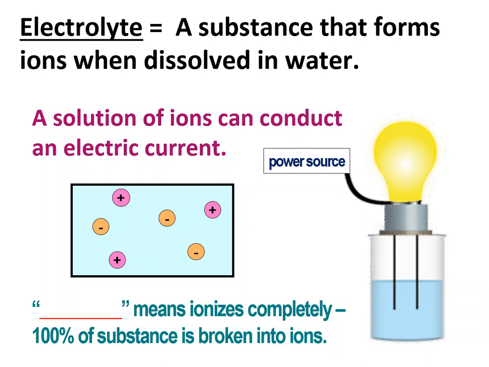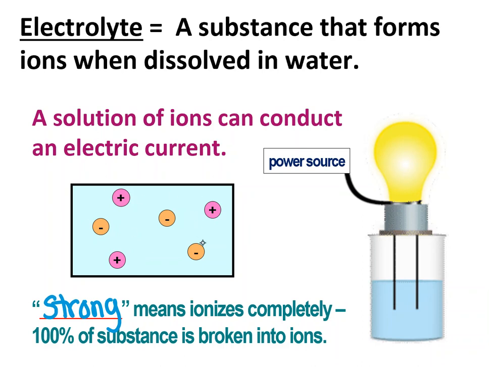By the way, water itself is not a very good conductor of electricity. It's when there are ions dissolved in it that it does. So ions are the key to conducting a current. And so when we say strong, that means you have something that ionizes completely.